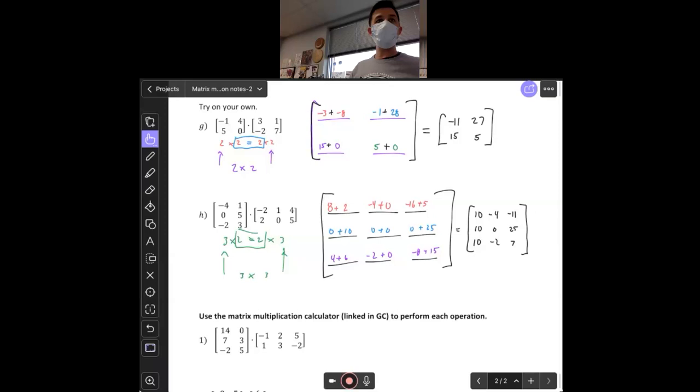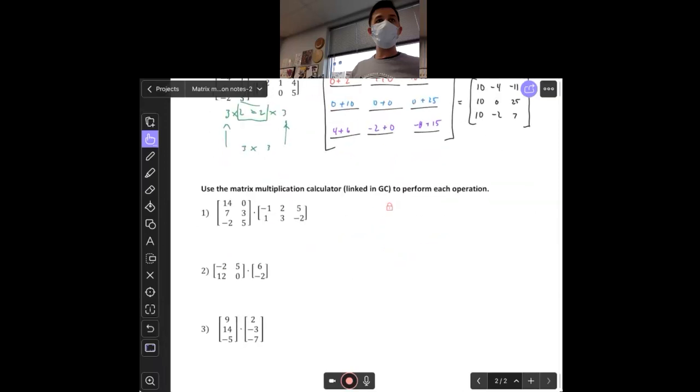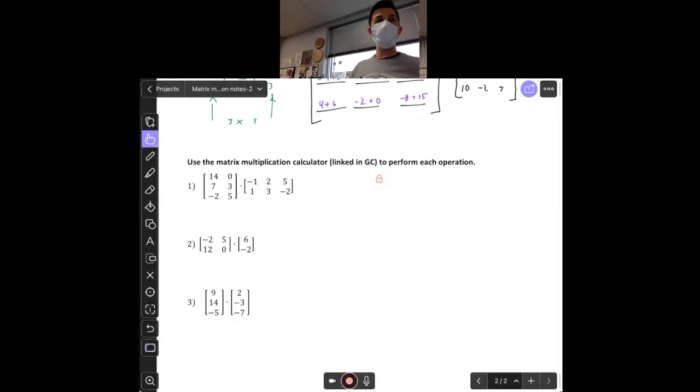Okay. All right, so last thing here, I want to show you guys how to use this calculator. I showed you guys how to use an RREF calculator. I'll show you guys how to do a matrix multiplication calculator. So in your Google Classroom, I have to switch to my internet because if I do it on my iPad, it tries to make me download an app. You should have a link to this calculator.